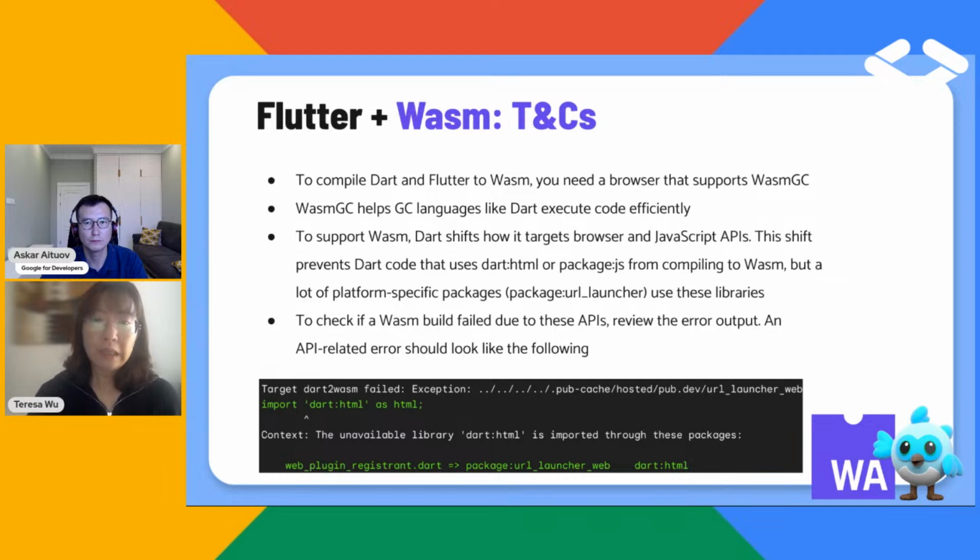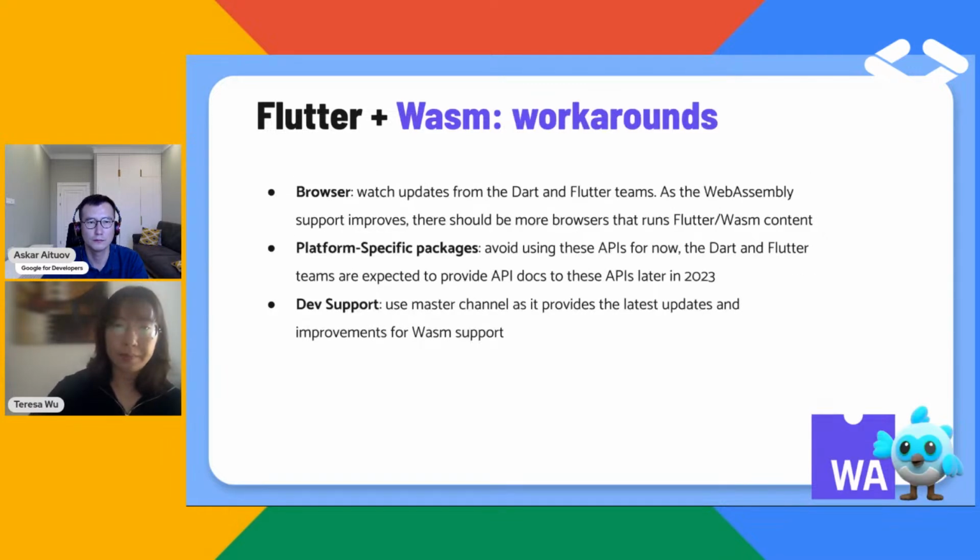So to check if a WASM build failed due to this API, like if you have an existing Flutter web application and you want to compile everything to WASM instead, to check if you have packages that at the moment are not supported, you simply run the command I was mentioning earlier. And if you notice those error messages as you see on the screen below, that means your web application contains packages that at the moment are not supported by WASM.